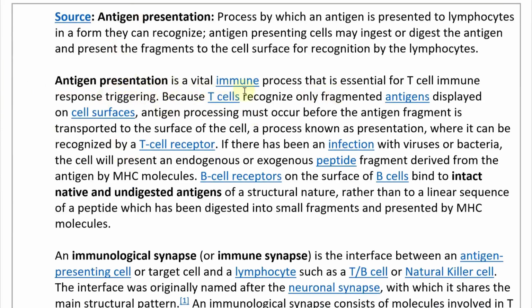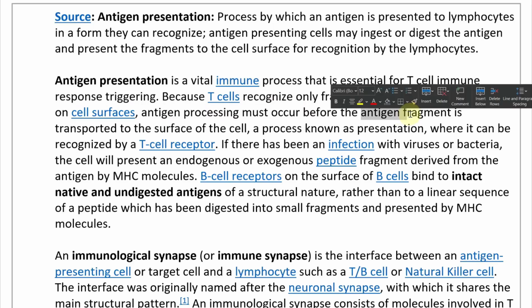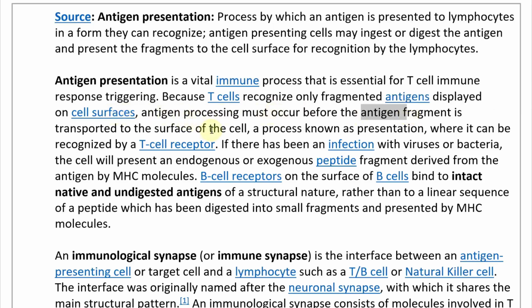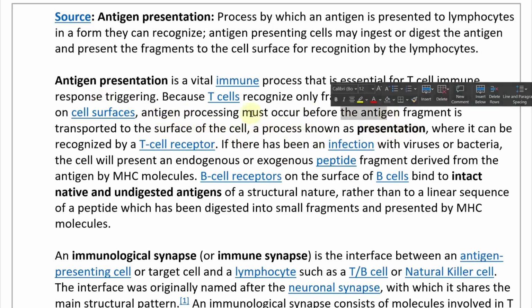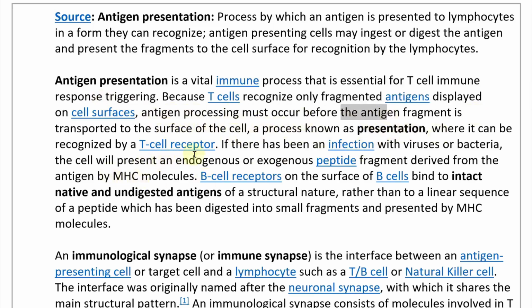So antigen presentation is a vital immune process that is essential for T cell immune response triggering. Because T cells only recognize fragmented antigens displayed on cell surfaces, antigen processing must occur before the antigen is transported to the surface of the cell, and this process is known as presentation. So before it's transported, it has to process that antigen, in other words, break it into fragments, before the antigen fragments are transported where they can be recognized by a T cell receptor.